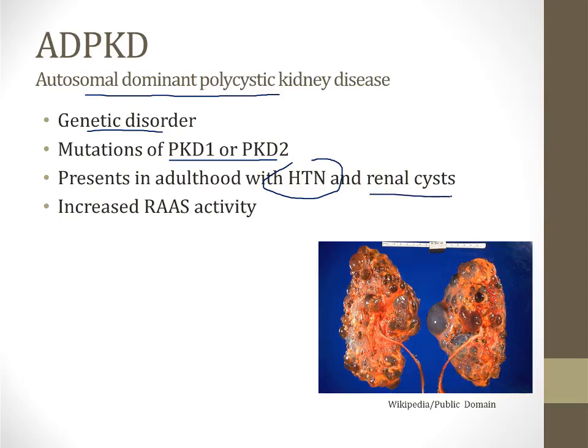of extensive renal cysts. This is a picture of what the kidneys can look like in a patient with polycystic kidney disease. And the mechanism of hypertension is believed to be increased activity of the renin-angiotensin-aldosterone system caused by the presence of the cysts. And that concludes our module on secondary hypertension.